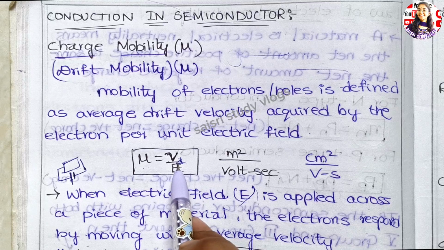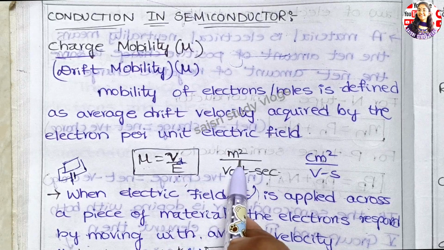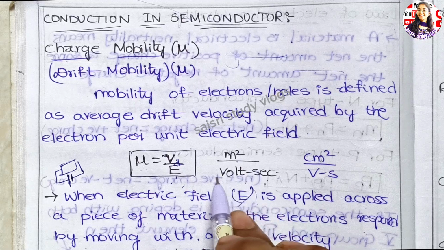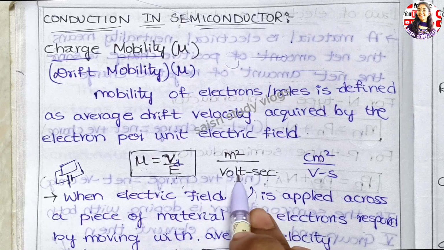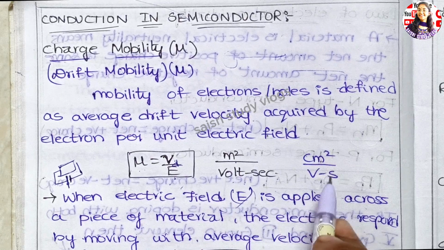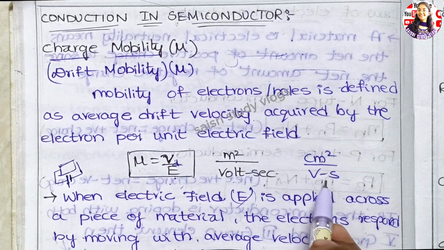And we already know that drift velocity is represented with meter square per second and electric field is represented with the volt. So the units are meter square per volt second. In centimeters, centimeter square per volt second.